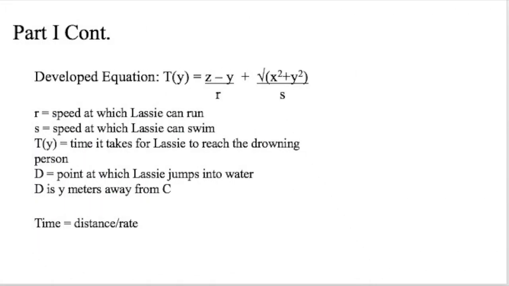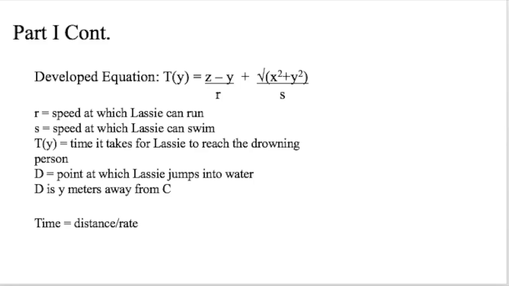Here we have T of y, and it represents the time it will take to get to the person that's drowning. R will represent the rate that Lassie is running. S will be used to represent the rate that Lassie is swimming. X, y, and z correspond to the graph that we were shown before. And in the equation, the square root of x squared plus y squared will represent the distance that the dog will swim in the water, while z minus y will stand for how far Lassie is going to be running on the beach. We'll use our knowledge of distance, time, and rate to find the amount of time it'll take to get Lassie to the drowning person.